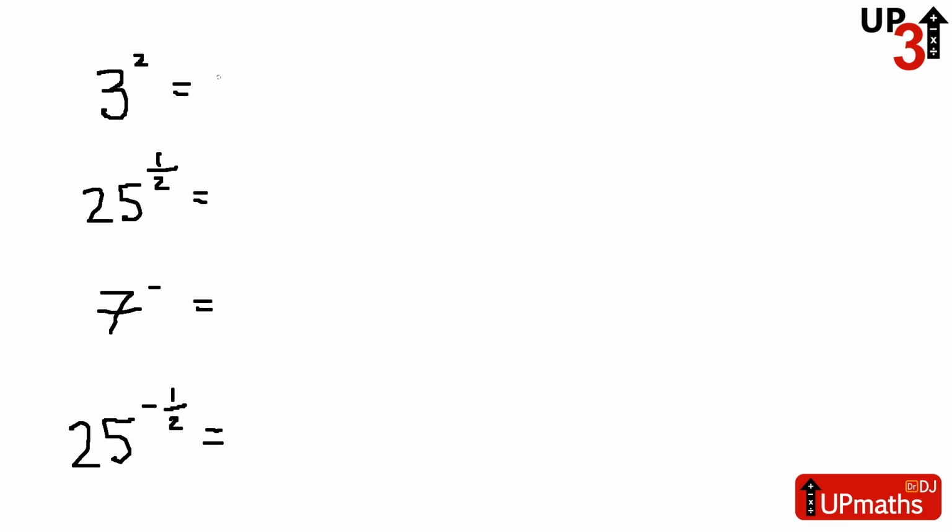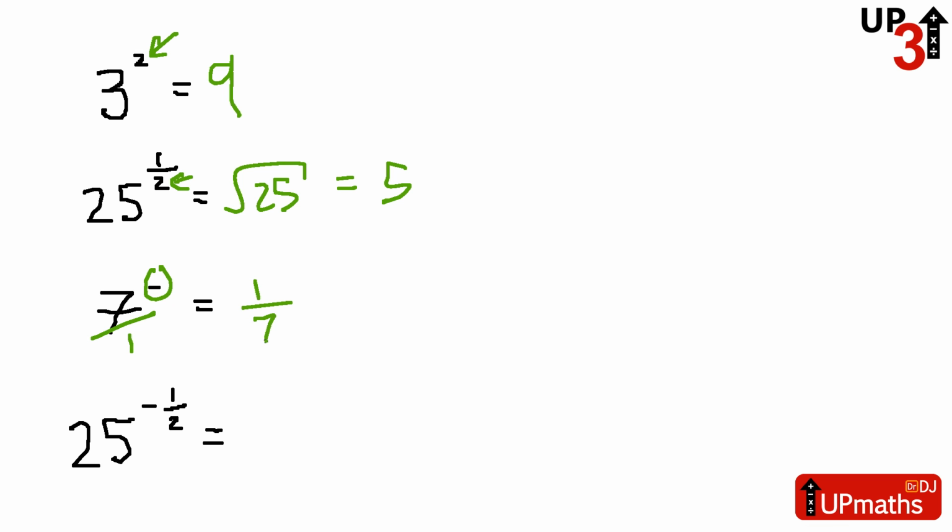Now, 3 squared, that's 3 times 3, which is 9, because the 2's at the top, which means it's a power, it means it's squared. This 2's at the bottom, which means it's square root, and the square root of 25 is 5. What does a minus in the front mean? That just means flip it upside down. So we'll make it 7 over 1, because then we can flip it, and that makes it 1/7.